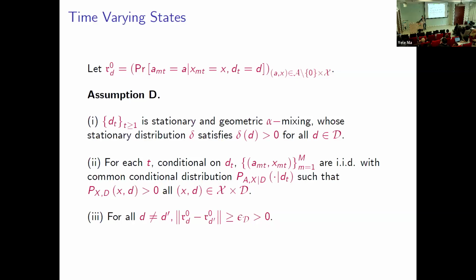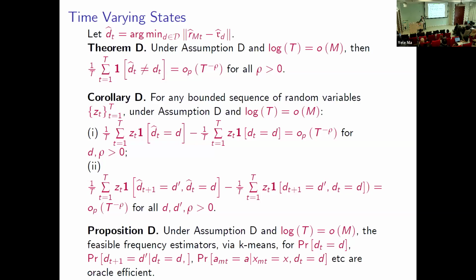But now with respect to the time dimension. In terms of the assumption, we're just assuming that D_t is a stationary mixing process, and then conditioning on D_t, A and X are IID, and that's it. Other than that, there's nothing going on, and then we have a complete set of analogous results: a very fast vanishing rate for the misclassification error, and then we get all these oracle results.